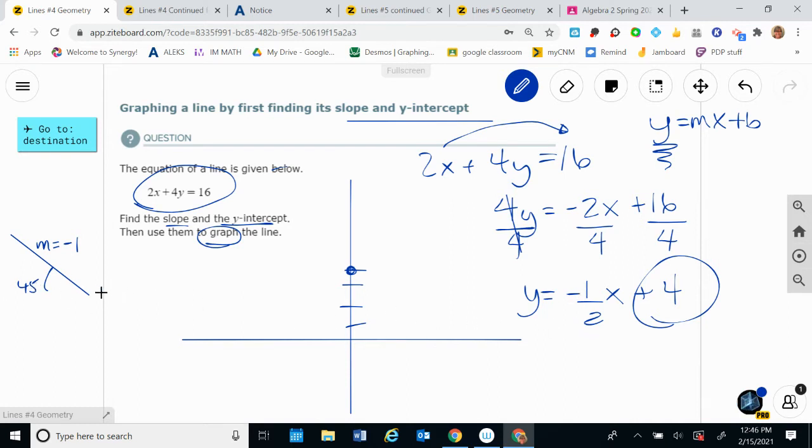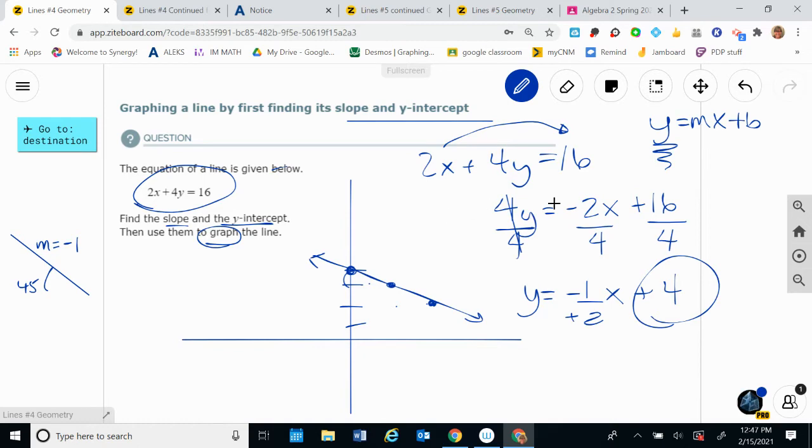Is it going to be more shallow or is it going to be more steep? Okay, let's find out. So it says you can go down 1, over to the right 2. So down 1, right 2. There's my next point, down 1, right 2. Okay, and then I can connect them. So I'm not sure if you can see it, but this is actually a shallower slope than a 45 degree because it's 1/2. It's less than 1. All right, and that was the task.